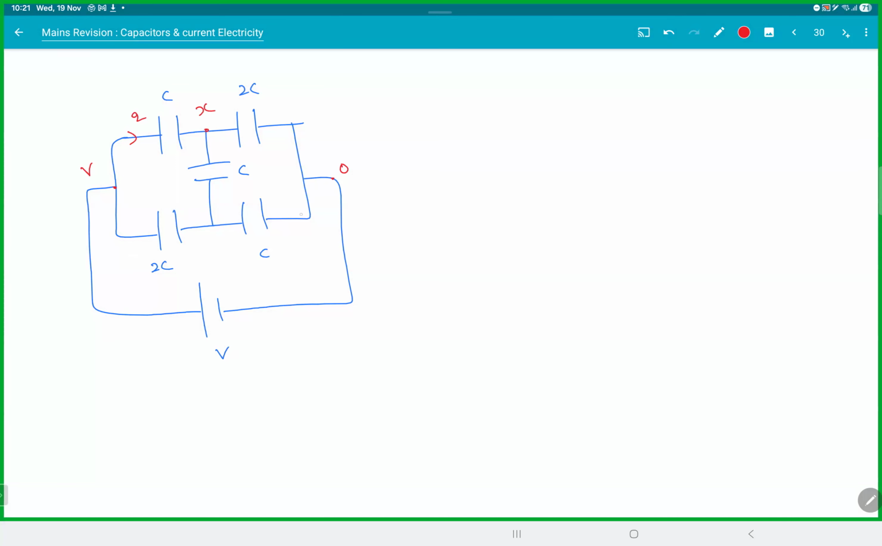If charge Q flows here, then by symmetry Q should flow here, meaning here and here the same thing will happen. So ask yourself, if this charge and this charge are same, that means this potential difference and this potential difference must be same, because it is the same capacitor and the same charge. So if that is X, then this will be V minus X. Are you clear with that?